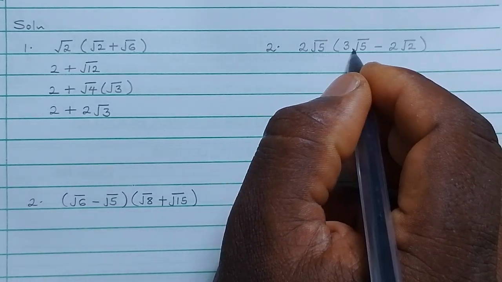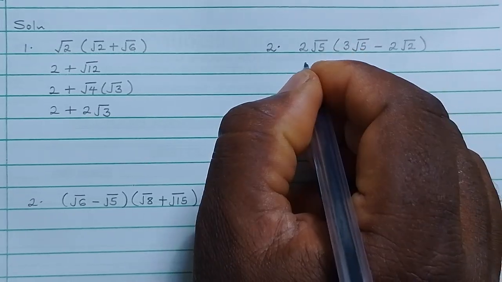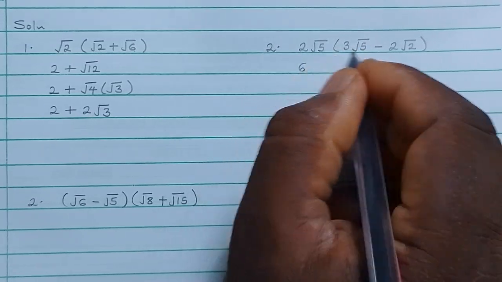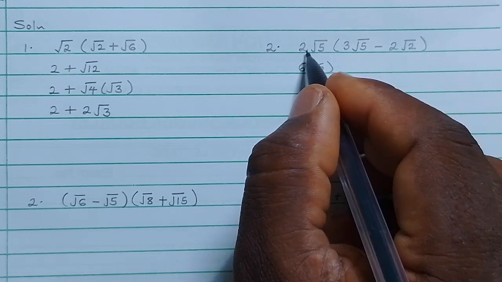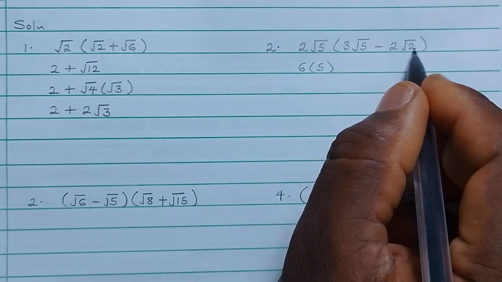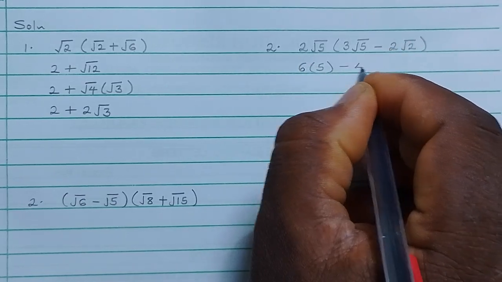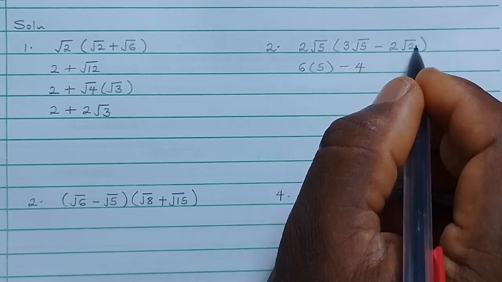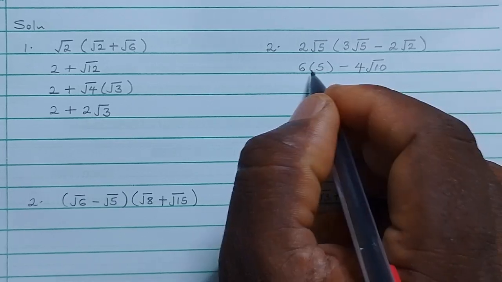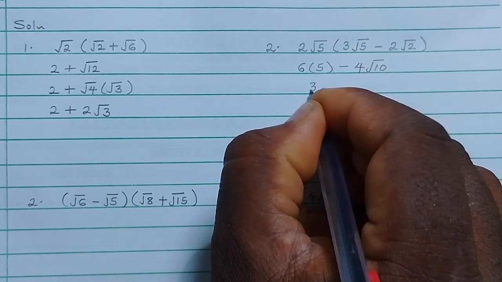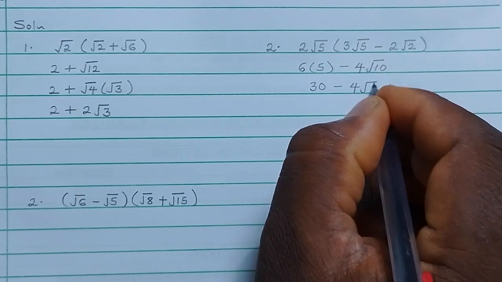2 root 5 multiplied by 3 root 5. We do 2 times 3 is 6. Root 5 times root 5 is 5. Then 2 root 5 multiplied by 2 root 2. We do 2 times 2, that is 4. Then root 5 multiplied by root 2 is root 10. 6 times 5 is 30 minus 4 root 10.